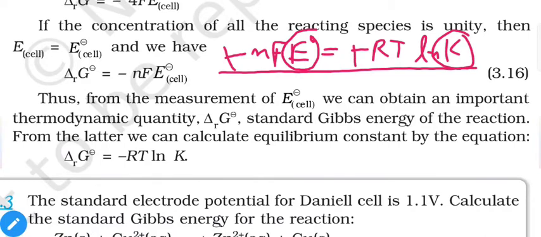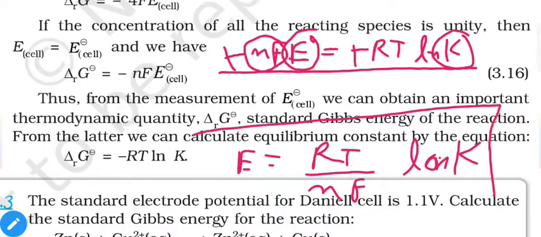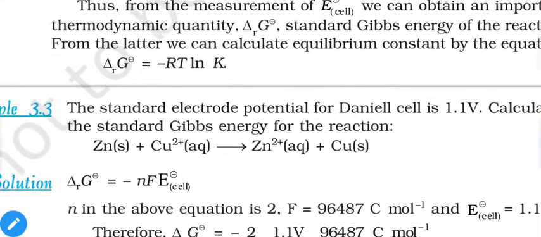We can rewrite this equation as follows, or even shift nF to the right hand side, so you will get E = (RT/nF) ln K. Maybe this equation feels familiar, because this is the relationship we discussed earlier in the Nernst equation. We can further expand this equation and you will get the Nernst equation. So all of these three branches of chemistry are actually related to each other. Now one example is mentioned.